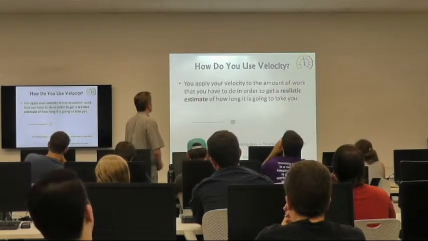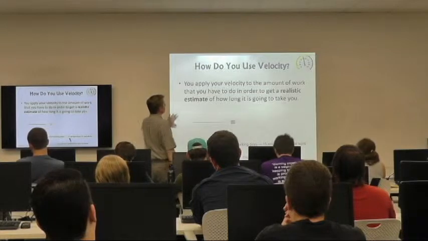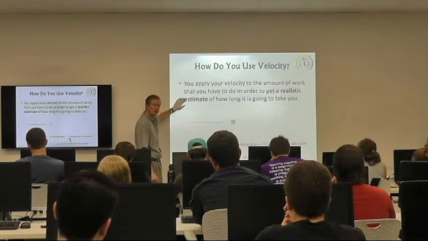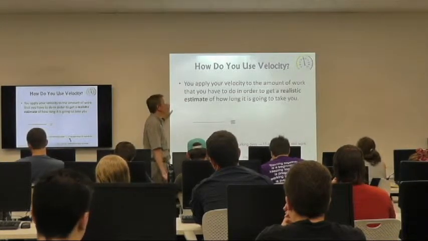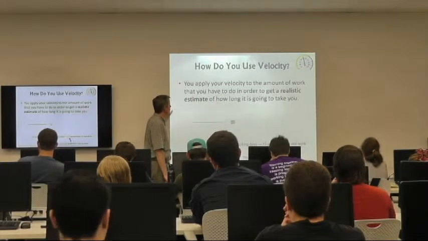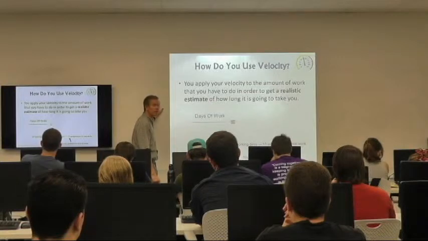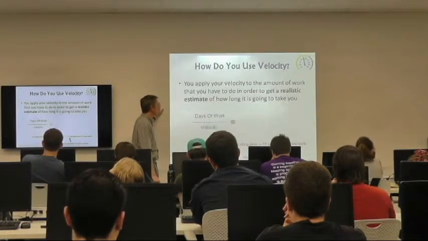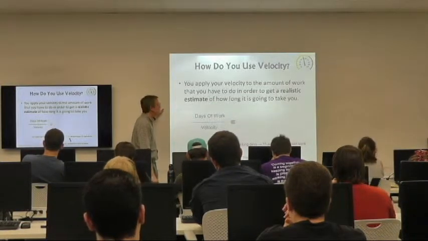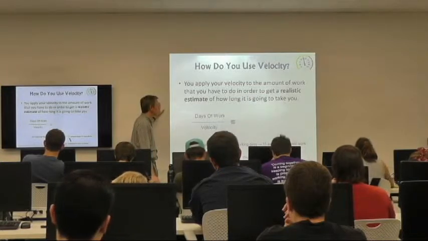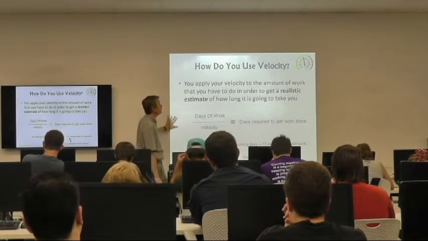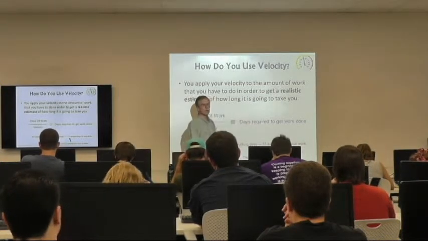So how do you use velocity? You apply velocity to the amount of work that you have to do in order to get a realistic estimate. This is real world stuff of how long it's going to take you. So we start out with the number of days of work that we have to do, because we know that from all of our task estimates. We divide it by our velocity, 0.7, 0.6, 0.8, whatever that happens to be, and we'll come up with the days required to get the work done.